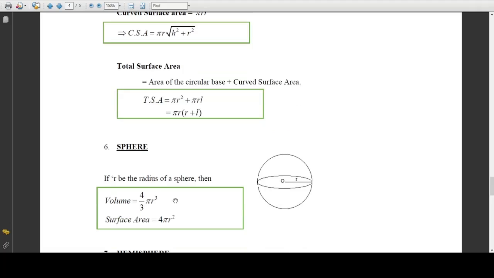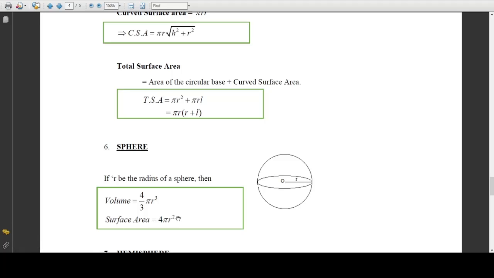Okay, next we have the sphere. What is a sphere? A sphere is just like a ball or a globe. We'll have only the radius of it, and from this radius we will get the volume and the surface area of a sphere. The volume, you just remember with this formula, 4/3 pi r cubed is the volume, and the surface area will be 4 pi r square.